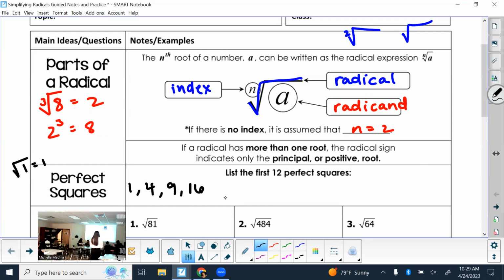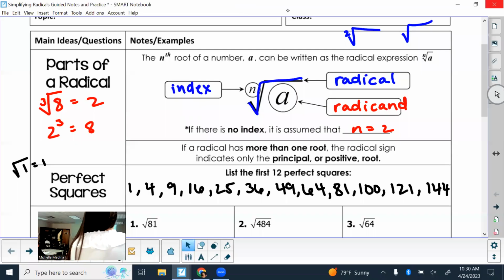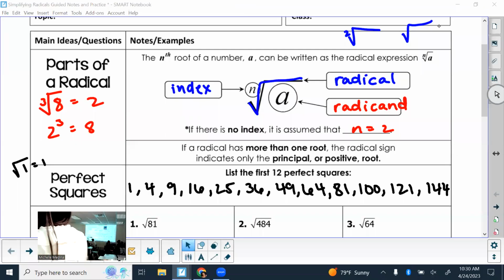We have 4 of them already. Let's see if you know them by heart. If you need to use a calculator, figure them out, then fine. But it's helpful to know at least the first 12 perfect squares so that you can recognize them and save yourself some work. So compare your list to mine. Those are the first 12 perfect squares.